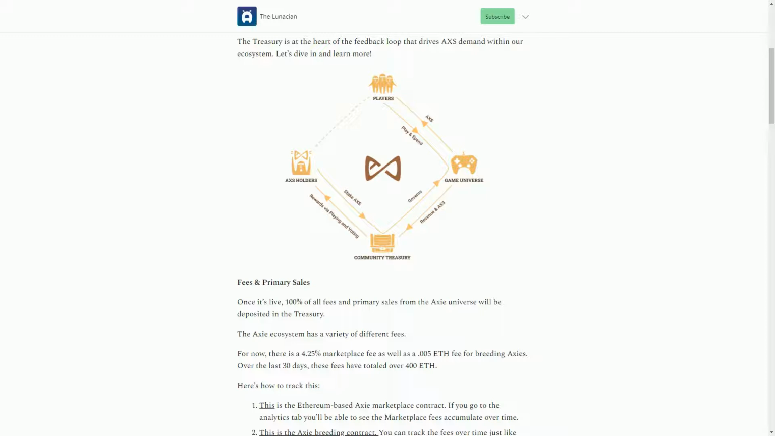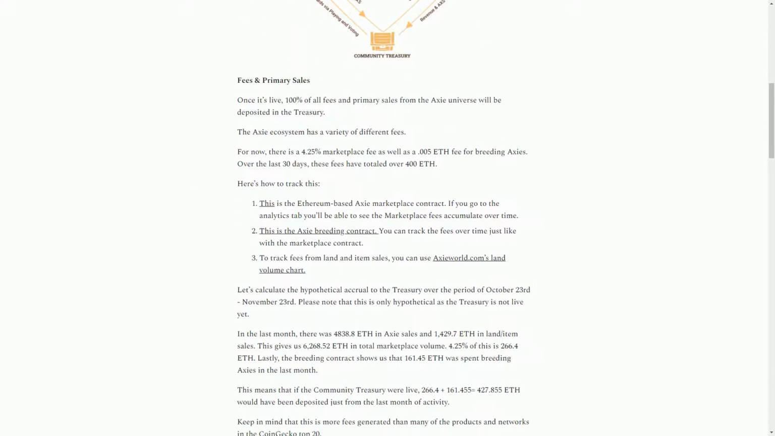Revenues from the game flow into this treasury, and people who hold the token potentially also get some share of this community treasury. They stake their tokens into the community treasury as well, and they govern how the game works. So you basically get these flows around it. That's nothing particularly new, but it's worth going into some detail.